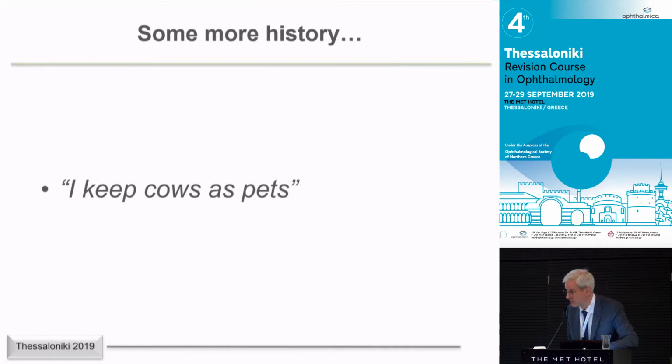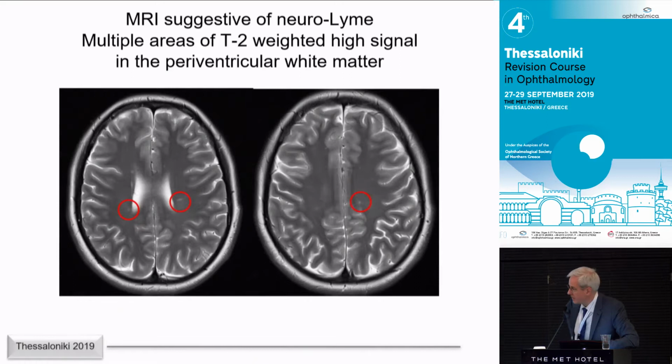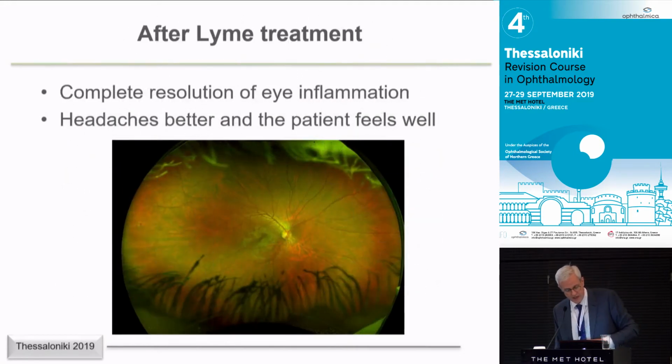So we did some Lyme serology, which is perfectly reasonable, because she has exposure. She gets it every weekend. And of course, she's Lyme positive. IgG, IgM positive. We stop the immune suppression. We get urgent infectious disease review. Brain scan shows some white periventricular inflammatory lesions, and this is neurolyme. So she's got neurolyme. We give her doxycycline, and it all disappears. The inflammation just melts away. She gets a month of doxycycline, and she feels much better.